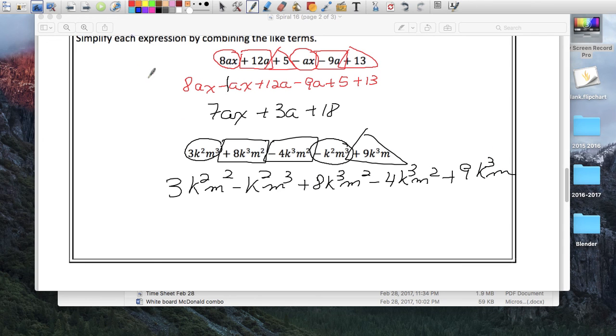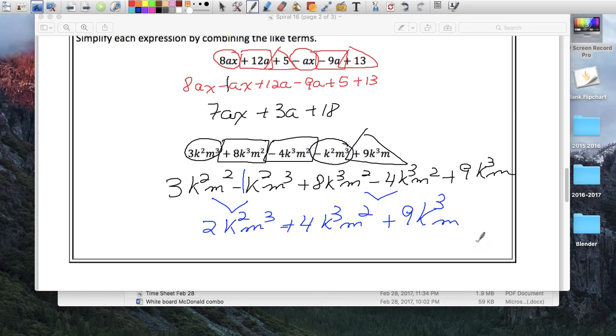These 2 are alike, remember. If there is no coefficient, you can add a 1 here. So that really says 3 minus 1, which is 2. 2k to the second power, m to the third. 8k3m2 minus 4k3m2. We can subtract this, and 8 minus 4 gives you plus 4k3m2. And this last one has nothing to add with, so it's copied down again. And that's my final answer. All my like terms have been combined.